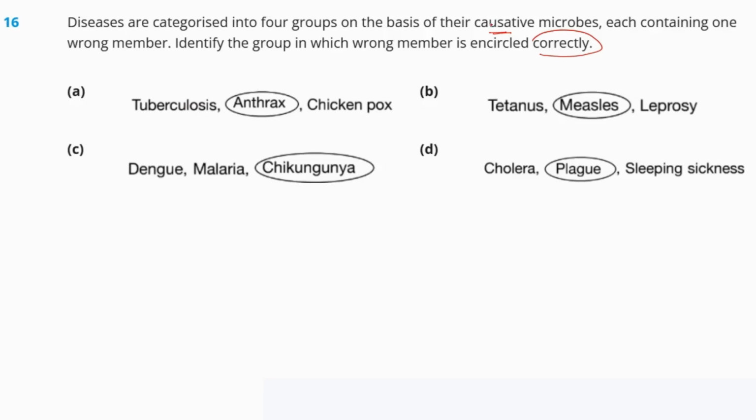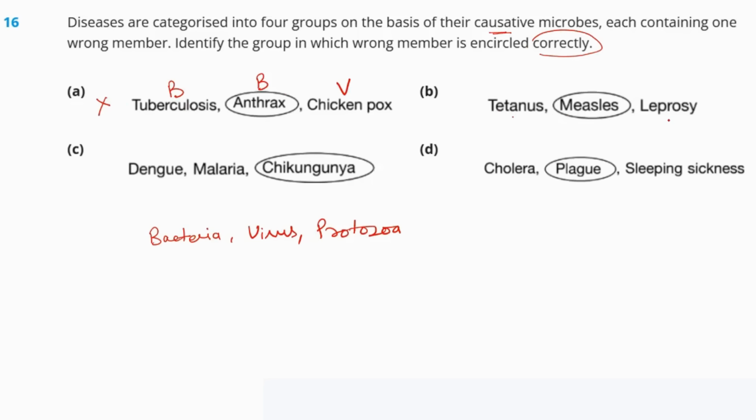So tuberculosis. So what is a causative microbe? Causative microbes means, always remember, the diseases are spread by bacteria, virus, protozoa, right? These are the major causative agents. So tuberculosis is by bacteria, anthrax by bacteria, chickenpox by virus. So this is a wrong option here.